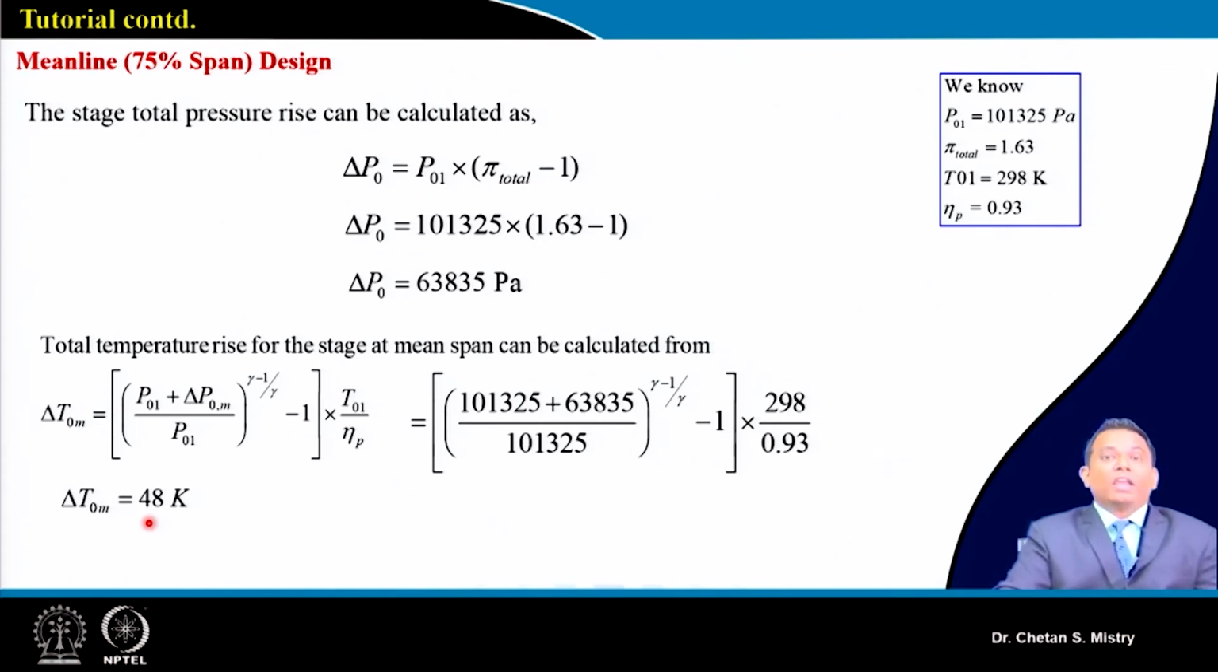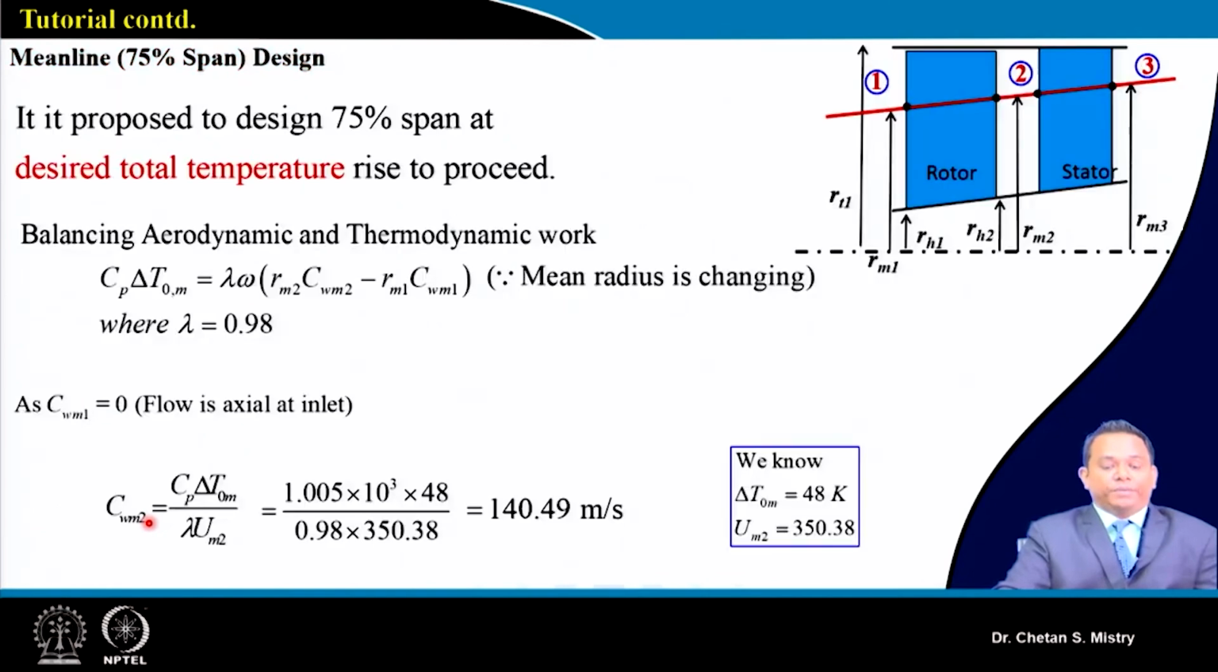What we did in the earlier design, in line with that only we are moving forward. So now at 75% span we are assuming our pressure ratio to be 1.63. So we will be balancing our aerodynamic work and thermodynamic work. So you can say it is Cp delta T0 at mid station. This is nothing but our lambda. We are assuming this lambda to be 0.98.